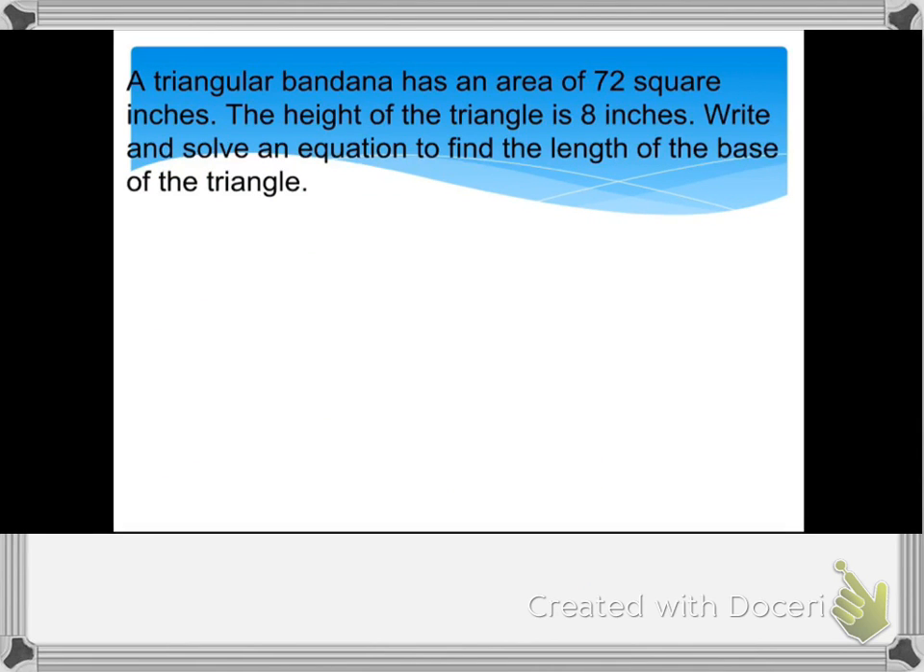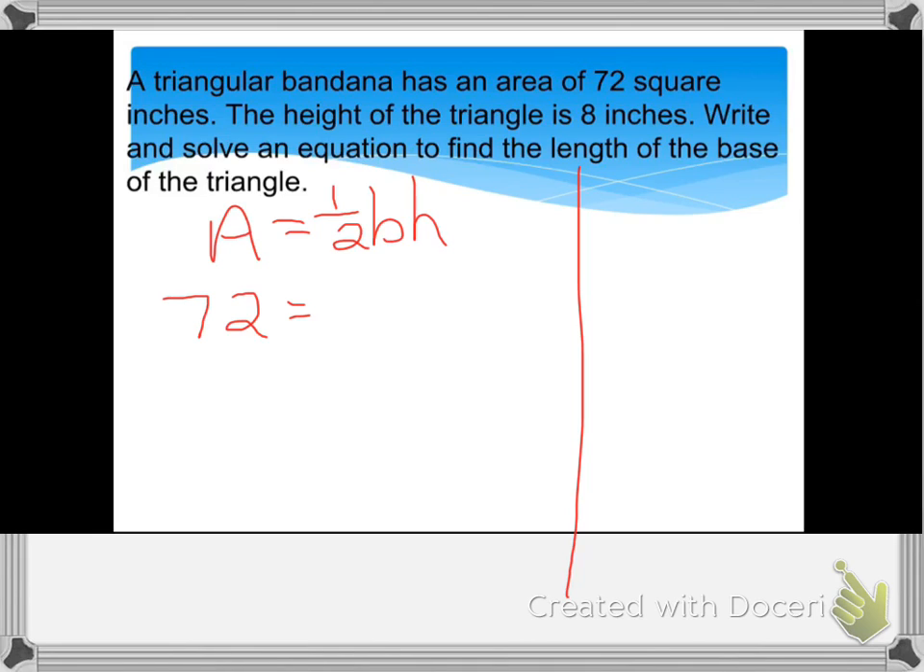Let's get another possible question. A triangular bandana has an area of 72 square inches. The height of the triangle is 8 inches. Write and solve an equation to find the length of the base of the triangle. Again, we're working with triangles. I'm going to put my doodle work here in case I need it. Area equals 1/2 base times height is the formula. It tells us that the area is 72 square inches. So I substitute that in for the variable A. Then it says the height is 8 inches. So my 1/2 is going to stay the same. We don't know what the base is. That's what we're solving for. But the height is 8 inches. So instead of the variable H, I'm going to substitute in an 8.